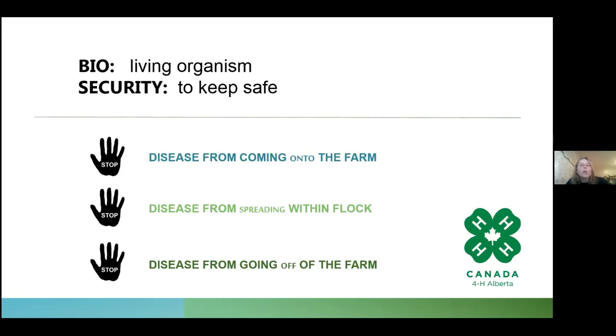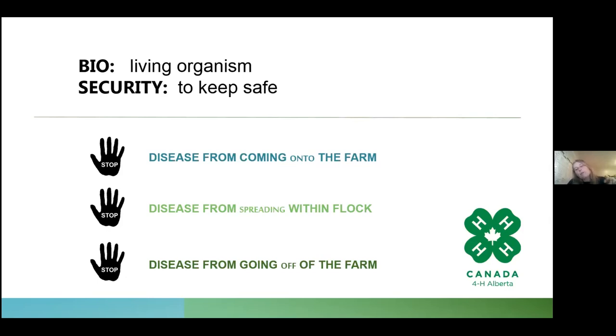Number 2, disease spreading within the flock. So if I have overeating disease, what can I do? I can vaccinate. If I have foot rot, infectious foot rot, what can I do? I can do foot baths, I can do trimming, I can separate, I can isolate. Those are how I'm going to prevent some spreading. If I have infectious pink eye, I can isolate the infected sheep to try and prevent the spreading.